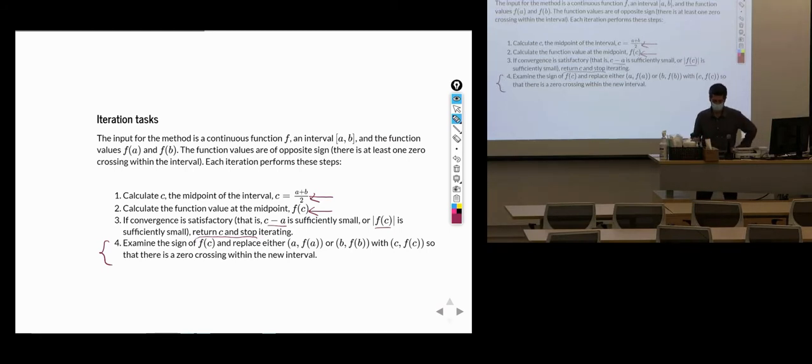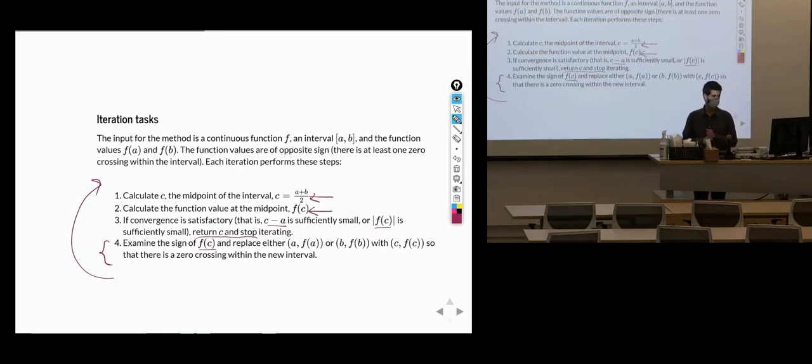So we check the convergence and then we check the sign of f of C, right? Then we want to replace A or B with C, one of them. One of them should be replaced, so we work with half of the interval. We check the sign, right? Let's say f of A times f of C is negative, then we pick that interval. And then we go all the way back to continue until convergence. That's the idea of iterations.